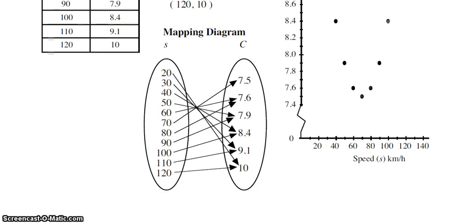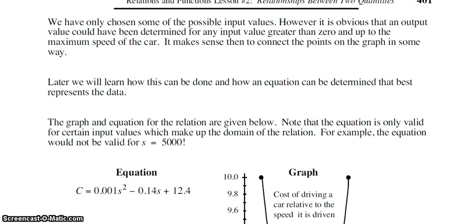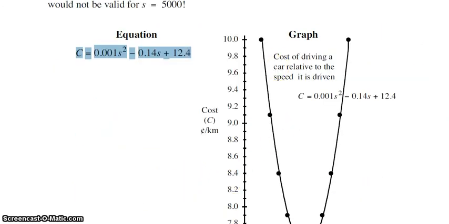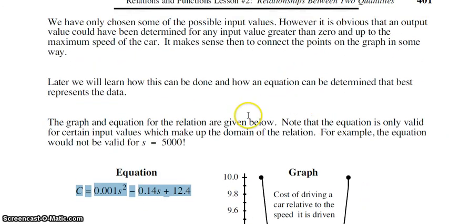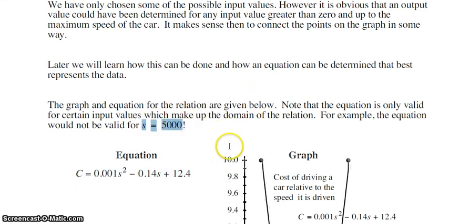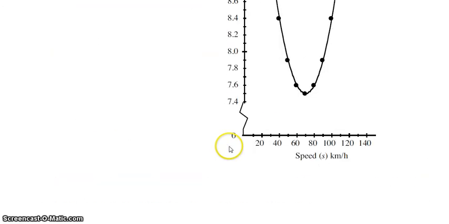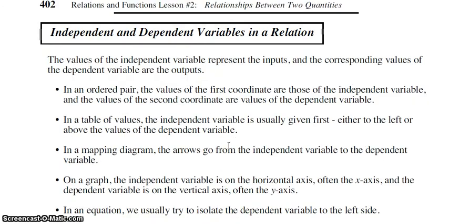Okay, let's move on. Finally, another way is you can write this as an equation. So this is the equation. This is a quadratic equation. We'll learn how to figure out this equation in grade 11. And then this is the graph. Certain values don't make sense here. It doesn't make sense to say the speed is 5,000 kilometers per hour. You can't drive that fast. So some values make sense, some values don't make sense.